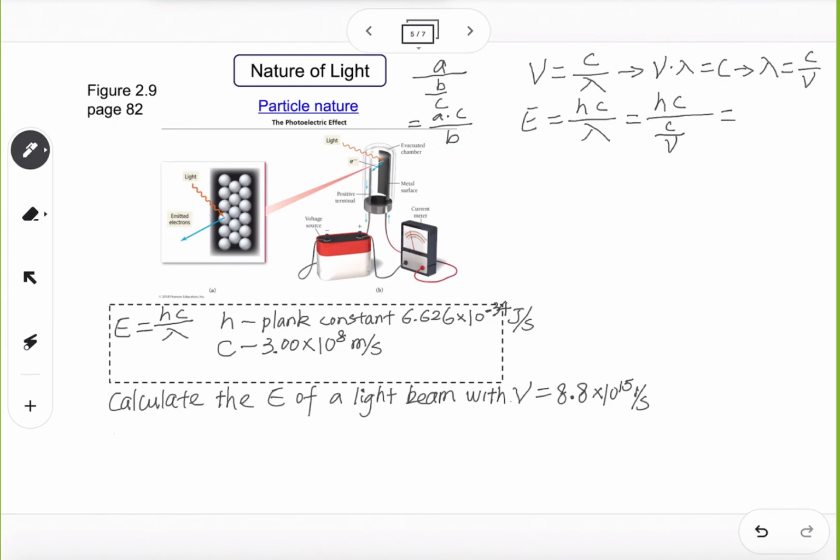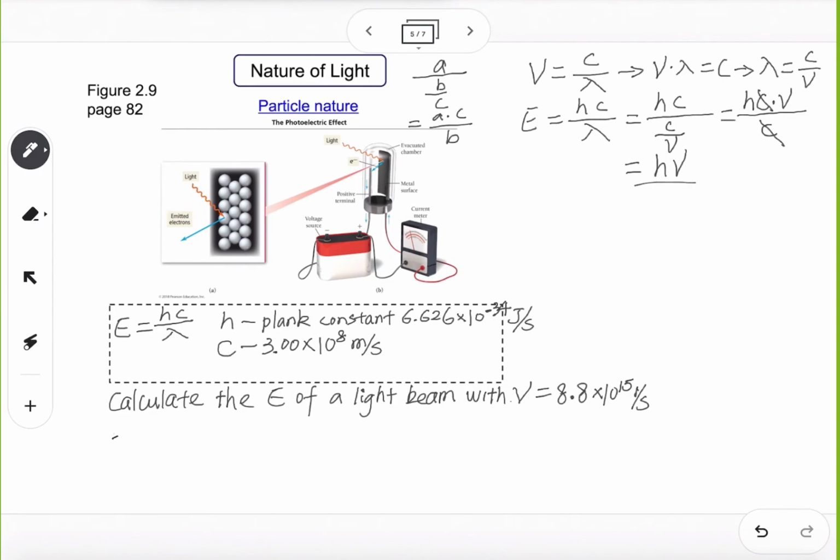That will give you hc times nu over c. And we can cancel the c, so that will give us E equals h nu. This equation shows us the connection between the E and the nu, so that will help us solve this problem. Once you get this equation, it's going to be quite straightforward.